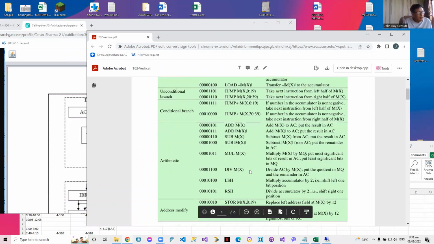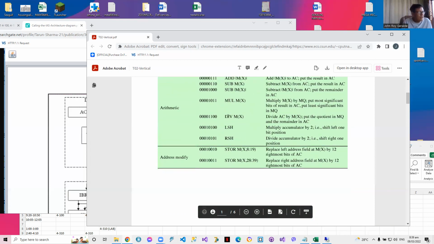So instead of operation cards, it has mathematical or arithmetic operations, no? Add M(X), add absolute M(X). You read this, no? Everything adds to the accumulator. Adding is done such that the first argument is the accumulator, the second argument is a register, and the result goes back to the accumulator. Okay, there's also left shift and right shift.